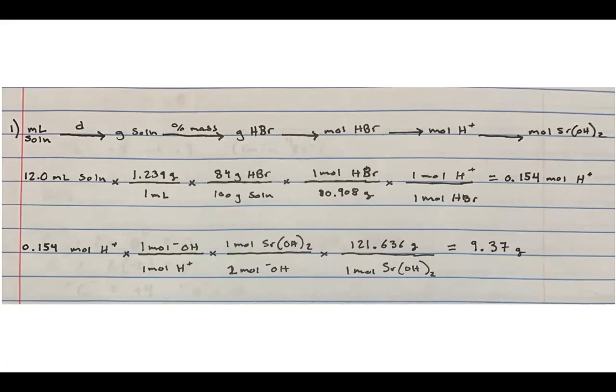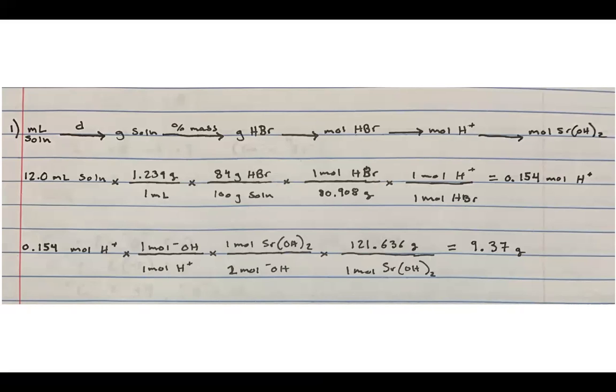In a titration problem, which this again is a derivative of, you're pretty much always going to start with the volume of solution that you're given the most information about, or all the information about. We're eventually asked about strontium hydroxide, which tells us that we're going to need to start by focusing on hydrobromic acid, or HBr here. And we're given how many milliliters of that HBr solution we have.